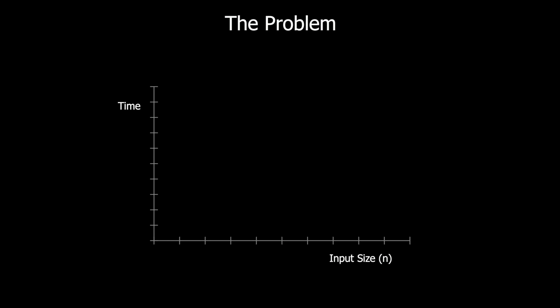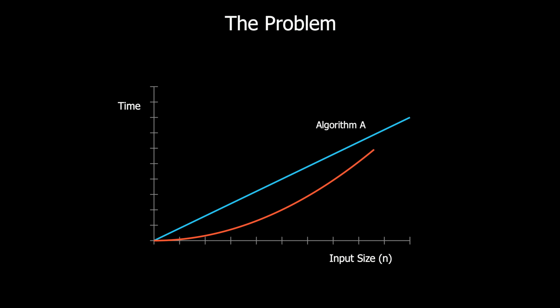Let's start with a fundamental question. How do we compare different algorithms? As the input size grows, we can see that some algorithms slow down much faster than others. Here's algorithm A. It grows linearly with the input size. And here's algorithm B. Notice how it grows much faster, quadratically. The gap between them widens dramatically as the input grows larger.